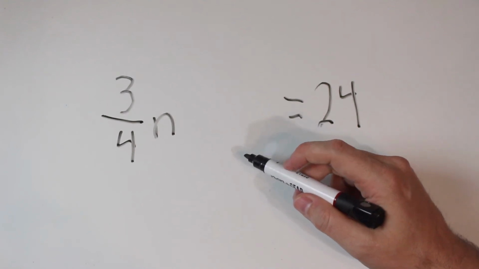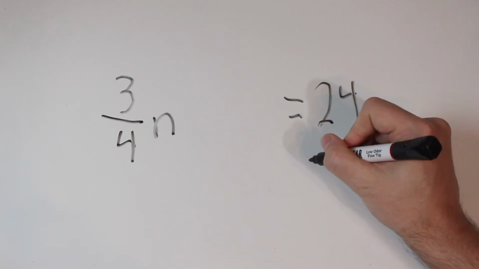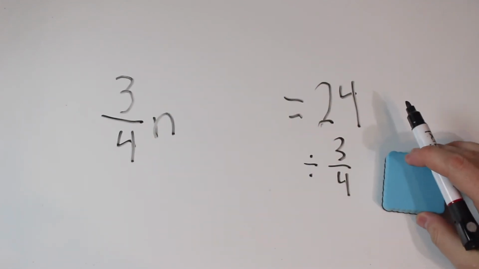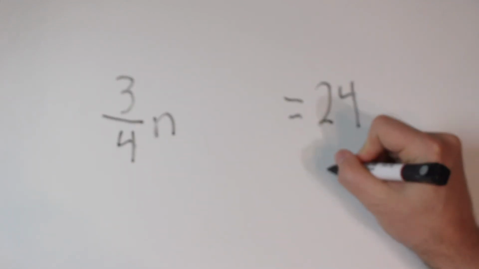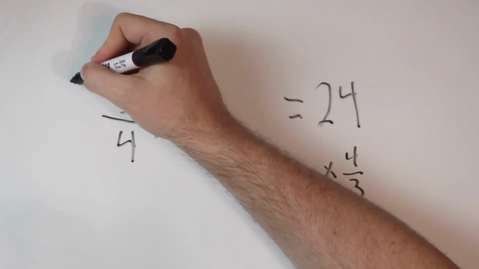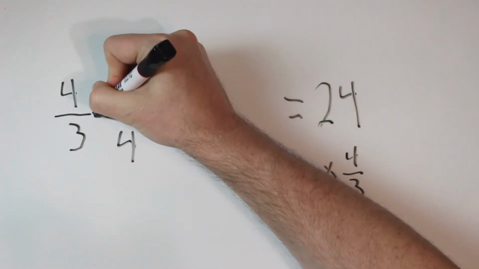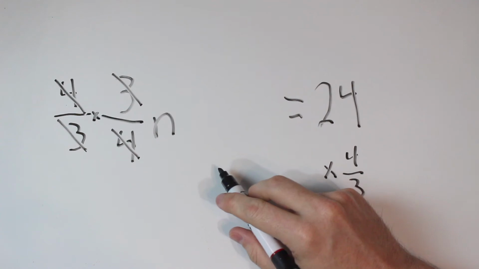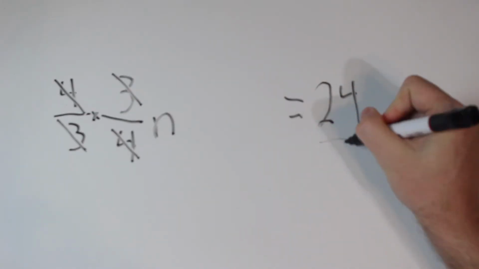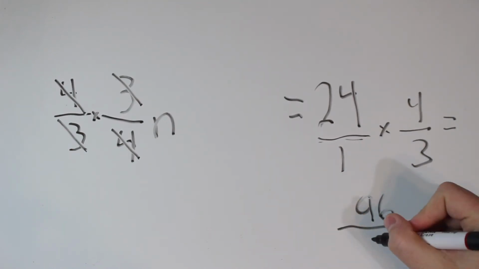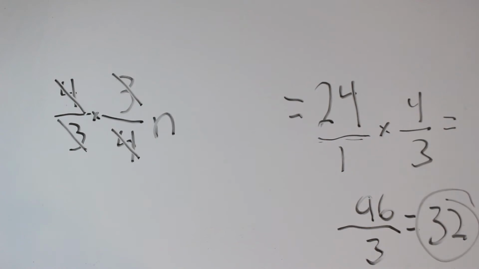Now we must divide both sides by 3/4. We remember from the last problem that dividing by 3/4 is the same as multiplying by 4/3. So we go ahead and do that to both sides. Over here, 4/3 and 3/4 cancel each other out. On the other side, 24 times 4/3 is 96 over 3, which reduces to 32. And there's our answer.